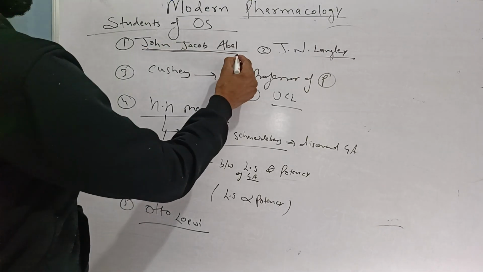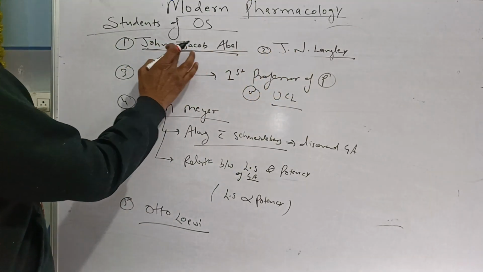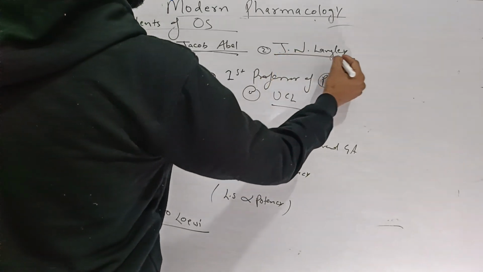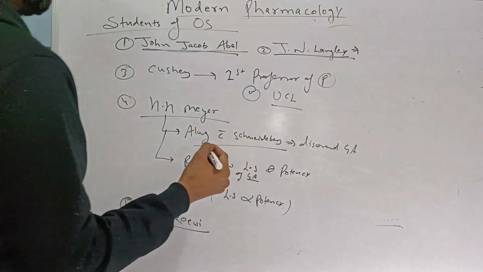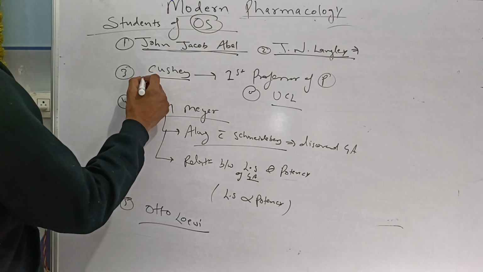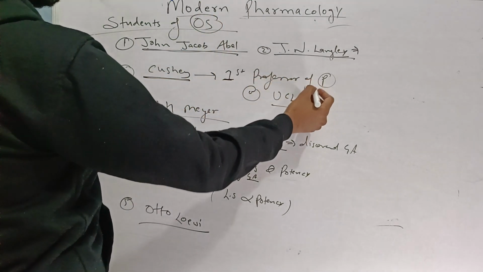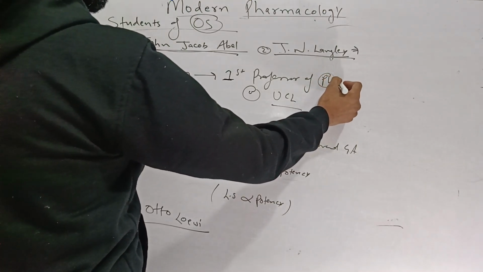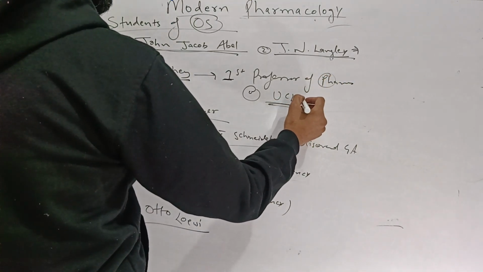So after John Jacob Abel, the father of American pharmacology, and Langley, receptor theory and the concept of receptor, the third student of Oswald Schmiedeberg was Cushny. He was the first professor of pharmacology at University College London.